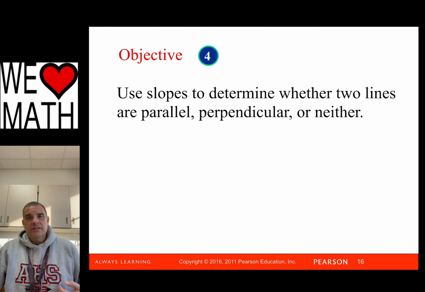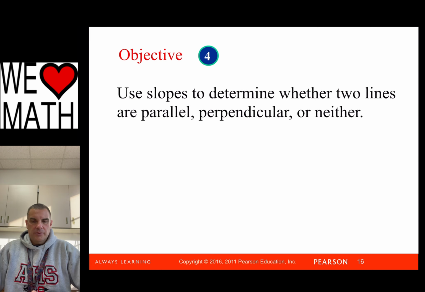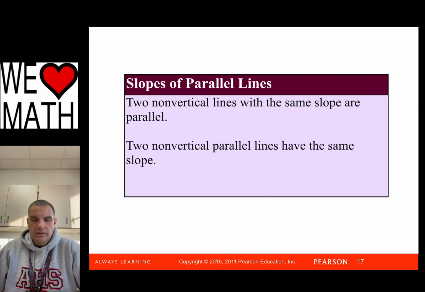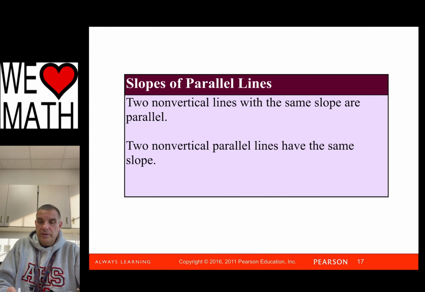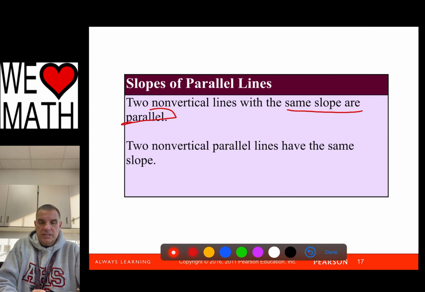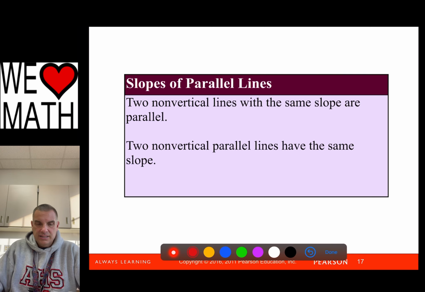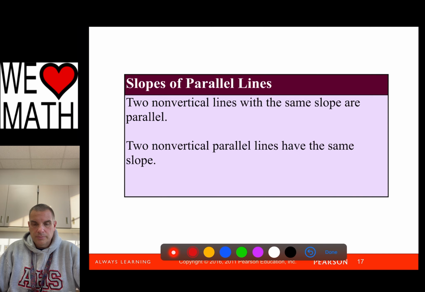So the last thing we have to do, or one of the last things we have to do, is determine whether the lines are parallel, perpendicular, or neither. Two non-vertical lines have the same slope. If they have the same slope, they're parallel. So same slope means they're parallel. Non-vertical parallel lines have the same slope.